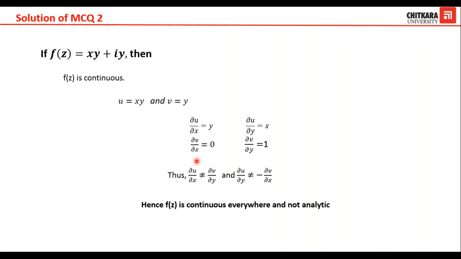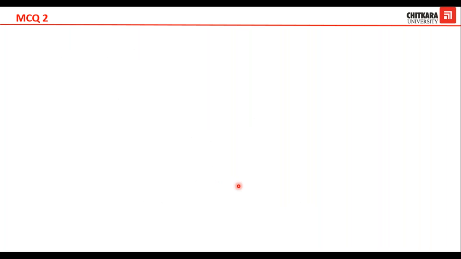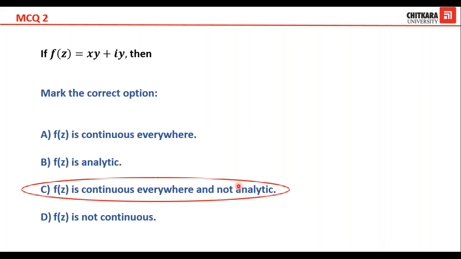So what is the conclusion then for this question? The function is continuous, but it is not analytic. So which option will you mark in your MCQ? It should be this third option, that is f(z) is continuous everywhere but not analytic, right? I think the ones who have solved this question, they have got their answers correct, right?